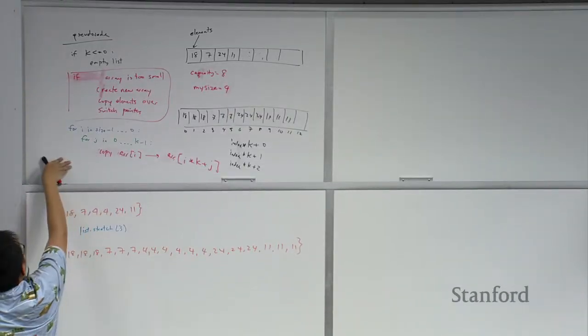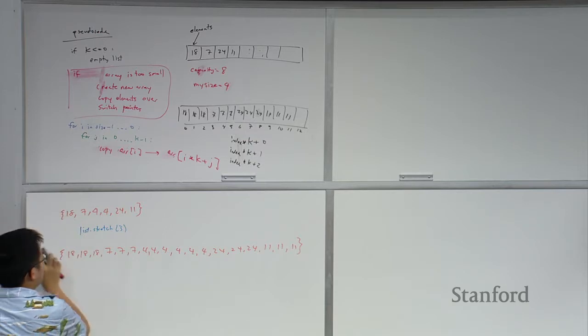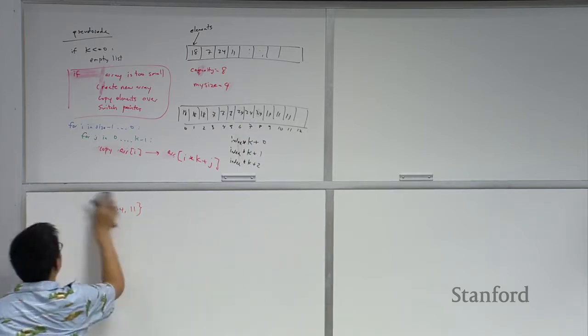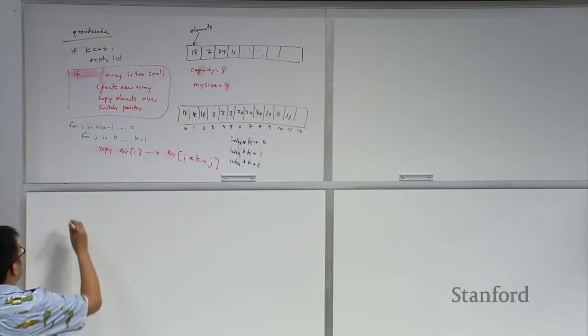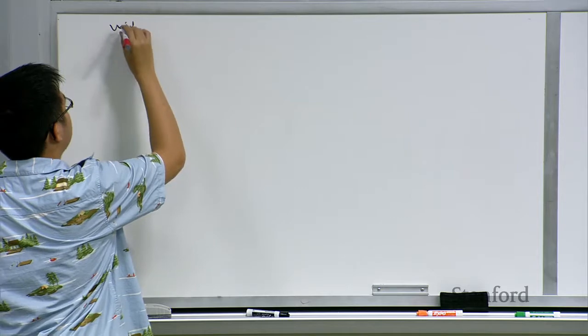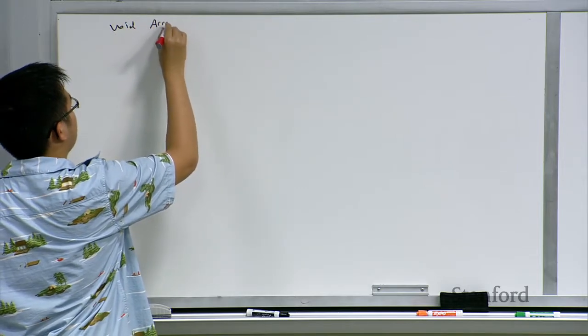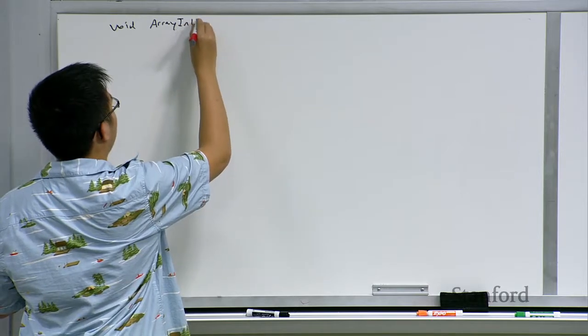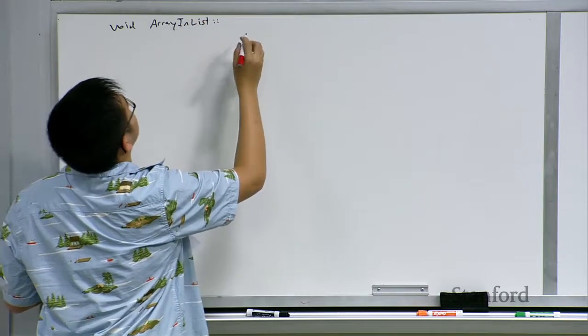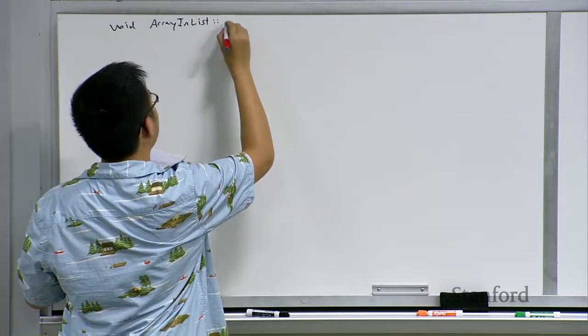All right, let's see. So first, we have to write our function header. So it's a void, and because this is in a class, we first put the class name, array into list. We give it the name, which is stretch.